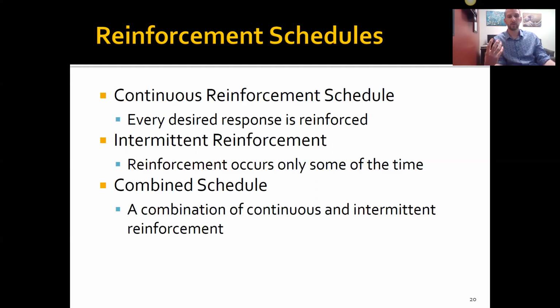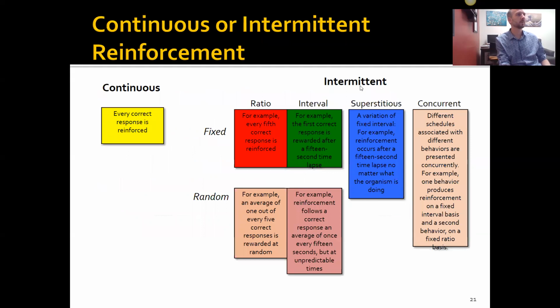Then you could have, and there's a lot of these, intermittent reinforcement. This is where reinforcement occurs only some of the time. I will explain. There's 4 different types of intermittent reinforcement, so I'll walk you through those. Actually 5. And then you have a combined or concurrent schedule. And this is combining continuous with intermittent reinforcement. So you can see that here.